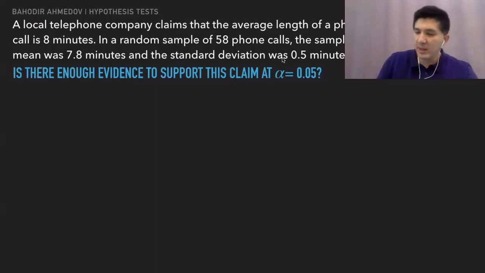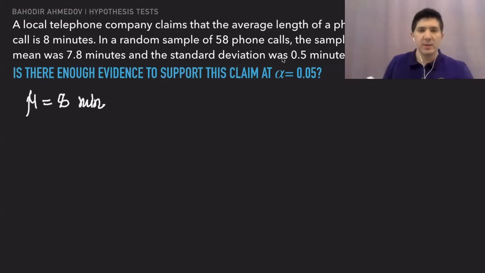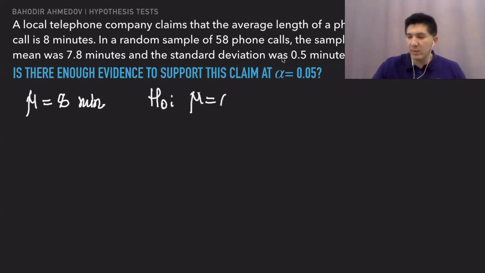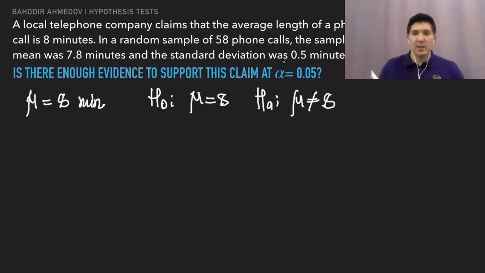So our claim is the mean is equal to 8 minutes. So the mean of the phone calls is equal to 8 minutes, right? What I see here is an equality sign. It means that this is the null hypothesis. So the null hypothesis is the mean is equal to 8. The alternative hypothesis is going to be the complement, or the opposite of the null hypothesis. The alternative hypothesis is the mean is not equal to 8. So this is step number 1.